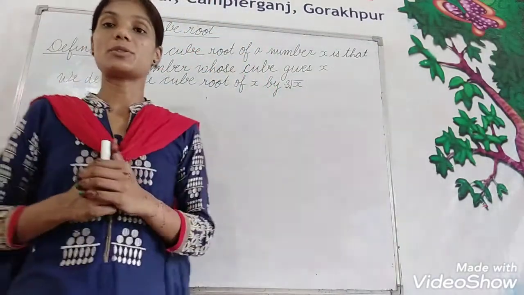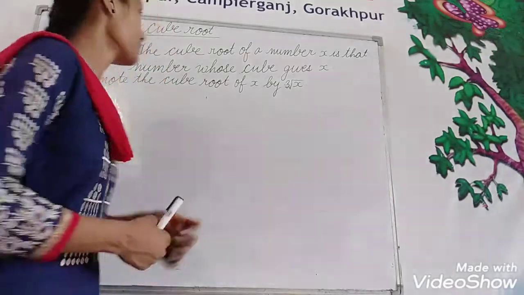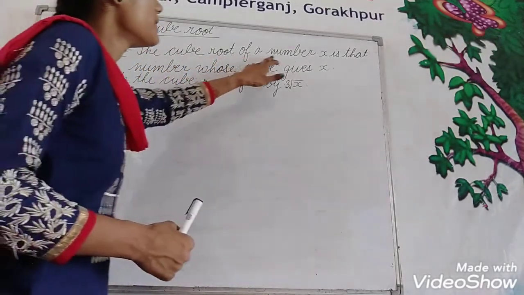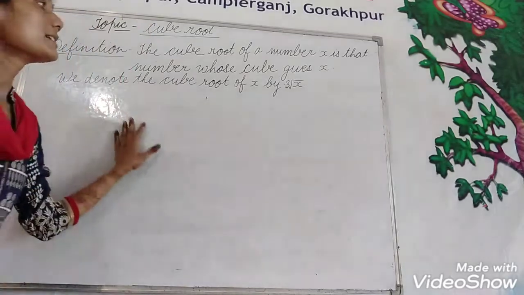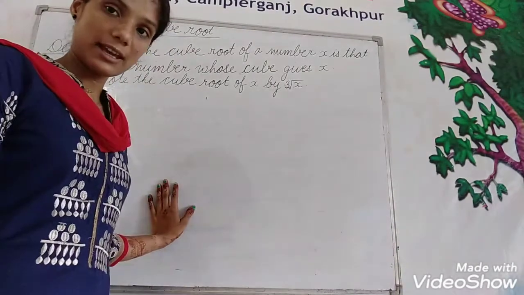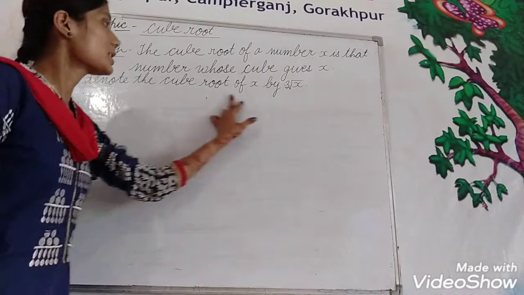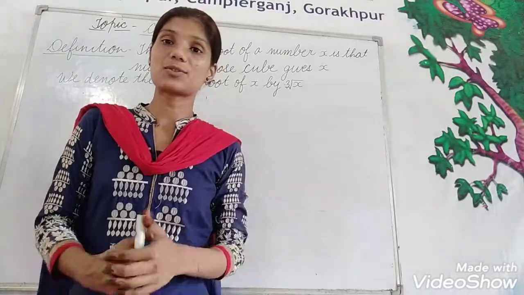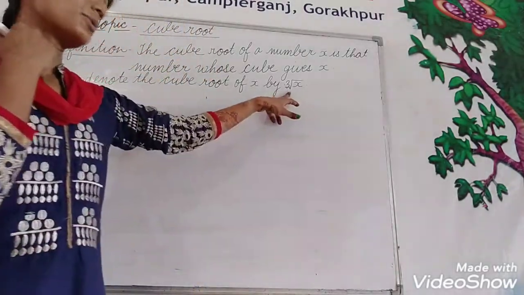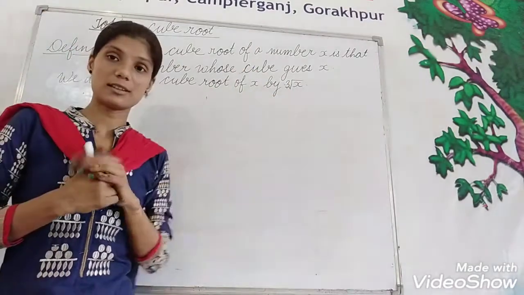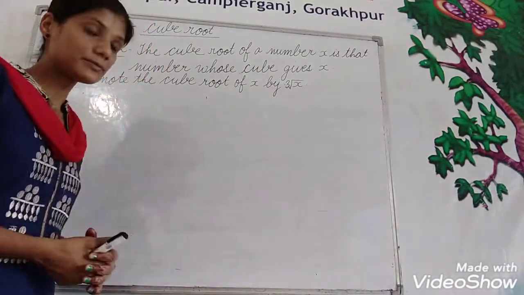First we discuss what the definition of a cube root is. The cube root of a number x is that number whose cube gives x. We denote the cube root of x by the cube root symbol on x, like this. Let me explain with an example.